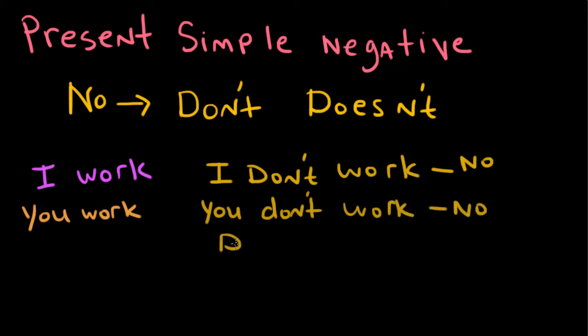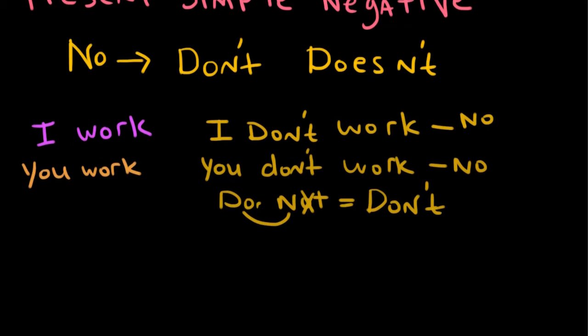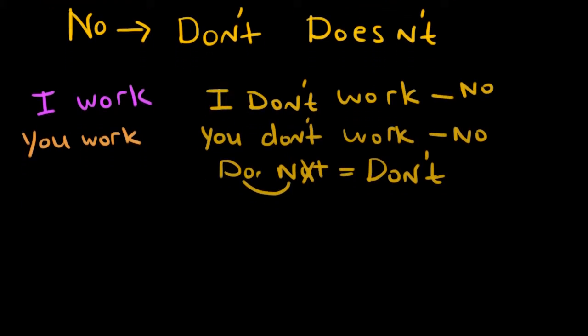Now notice how don't actually means do not. And in order to make it shorter, we take out this O and then we write it like this, don't. It's a contraction. English uses a lot of contractions to make sentences shorter. Let's look at the rest of the pronouns and how we use the present simple negative of don't or doesn't.